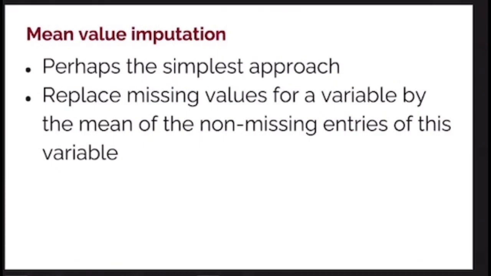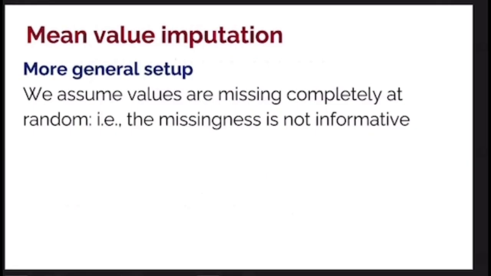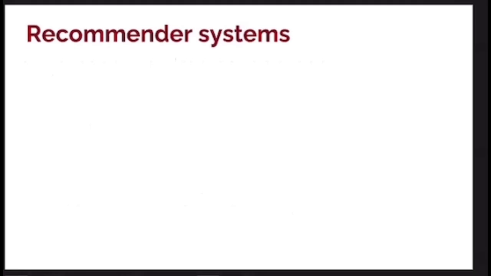What we normally do, the traditional, naive way, is to find the mean of the others and use it to replace it. But you know what? With that approach, we ignore the correlation. So the drawback is that it ignores the correlation among variables, and we may need to exploit this correlation for imputation, and that is the reason why we need a special method for this. Now we assume values are completely missing at random. Missingness is not informative.